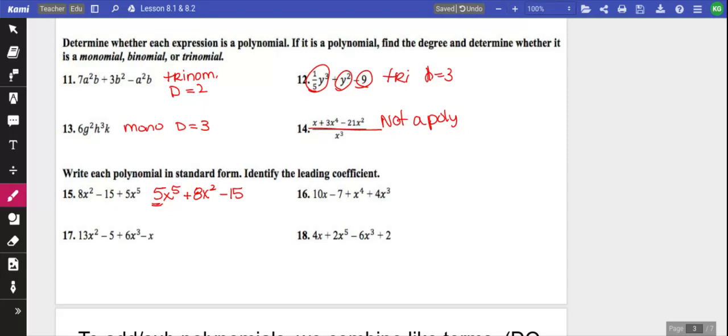On the next one, I would start with the x to the 4th. The next highest would be 4x to the 3rd. The next one would be 10x to the 1st. And the last one would be negative 7 without an x. And this leading coefficient is 1.